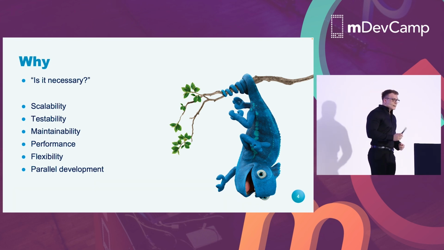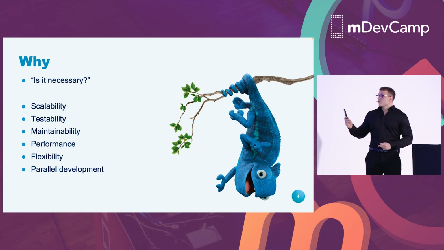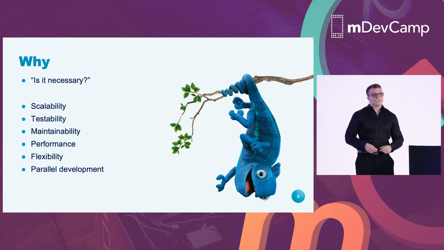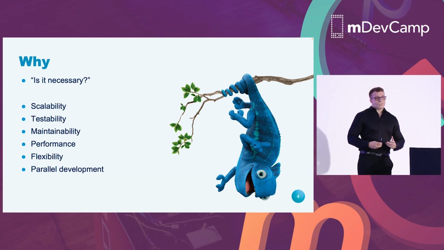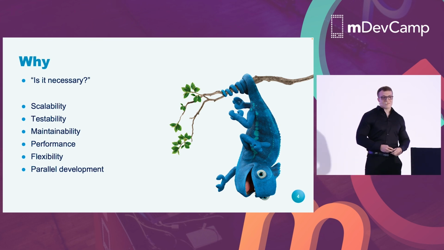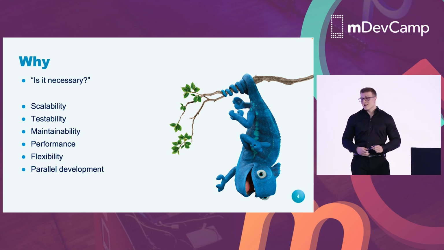So you need architecture because you want your app to be able to scale, to be testable, to maintain the app, and to have some kind of performance. I mean, if your UI starts freezing, that's actually pretty bad, right? That's bad user experience. And also, you work in a team, so you want to be able to work in parallel, right?